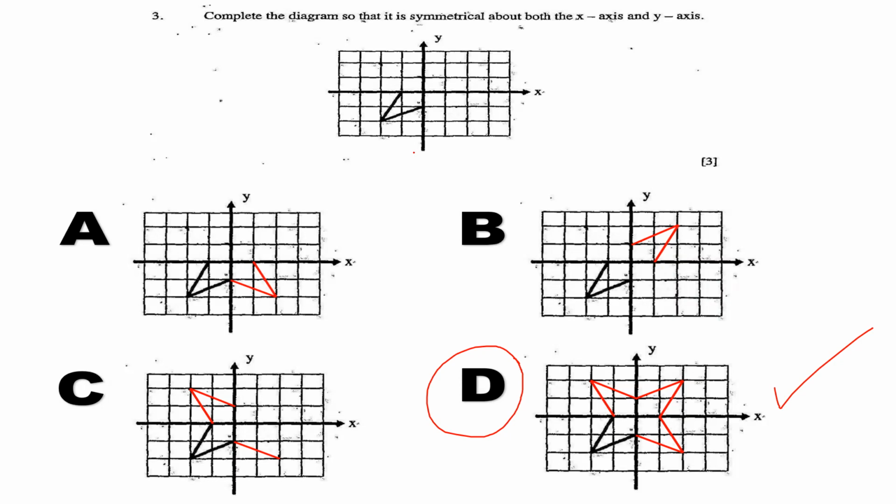They say it is symmetrical about the x and the y. So they basically want you to finish the diagram. So you would do it like this. You would complete it. So that's that, and then that's that, and then you complete it again. Basically, you're doing a mirror image.